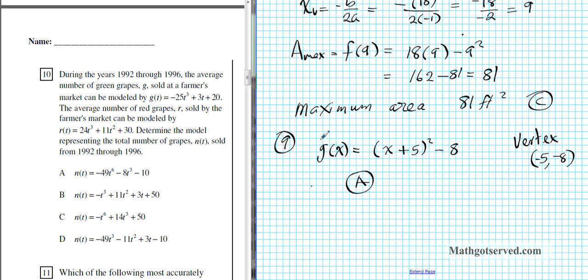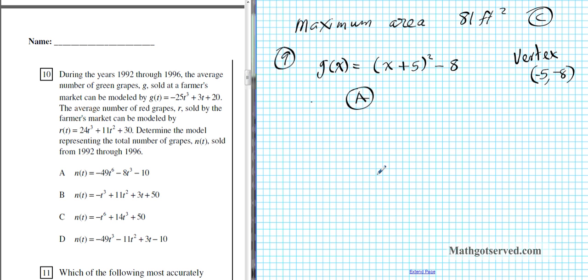All right, let's take a look at question 10. It says, during the years 1992 through 1996, the average number of grapes is given by the model g of t equals -25t to the third plus 3t plus 20. And the average number of red grapes, this is green grapes, and then red grapes were given by r of t equals 24t to the third plus 11t squared plus 30. What is the total number of grapes?